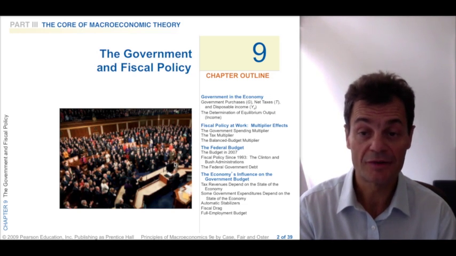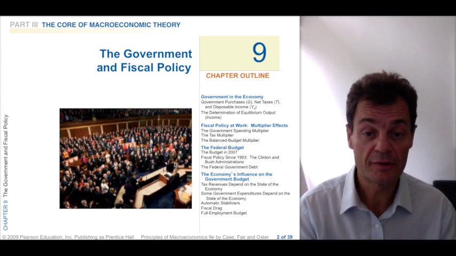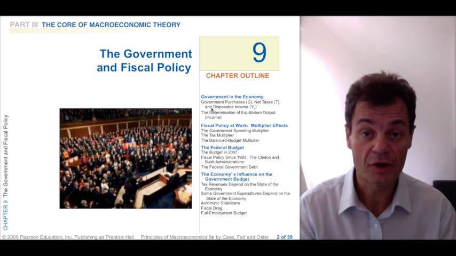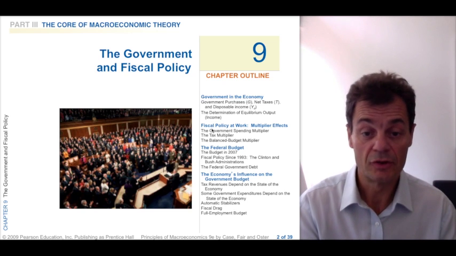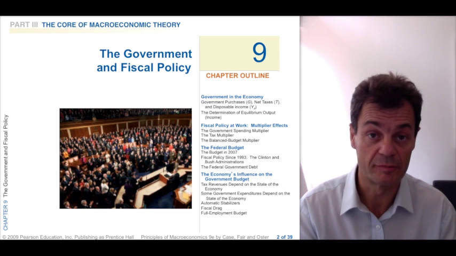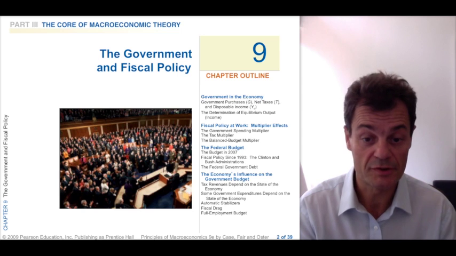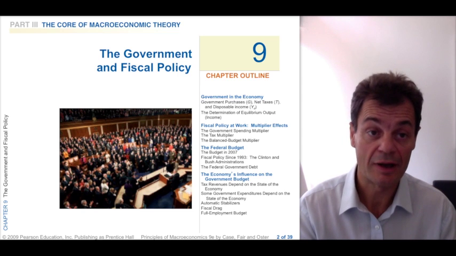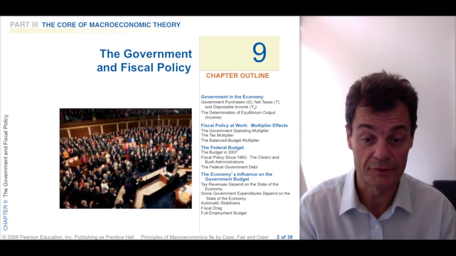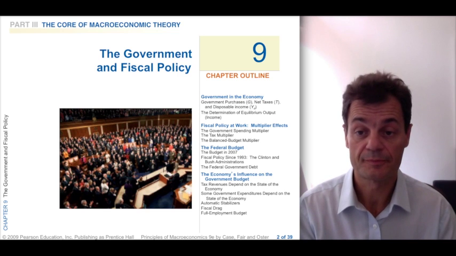We will look today at the government and the fiscal policy of the government. We'll look in particular at how the government can influence the economy. We'll look at the fiscal policy of the government and the multiplier effects that are attached to it. We'll look at the federal budget and then at how the economy can influence the government's budget.